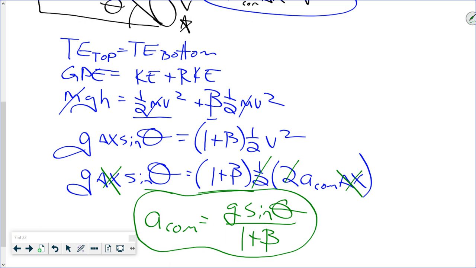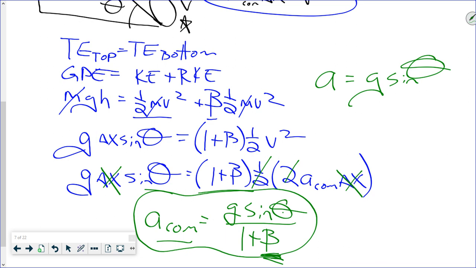So assuming there's no sliding, it's rolling down a hill. The acceleration just depends on the angle and the rotational inertia of the thing that's rolling. And notice, if it was just sliding, then the acceleration is just g sine theta, right? So your acceleration is slightly less as your rotational inertia gets bigger, which makes sense, right?